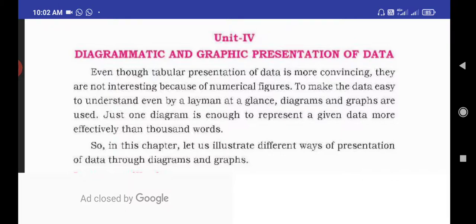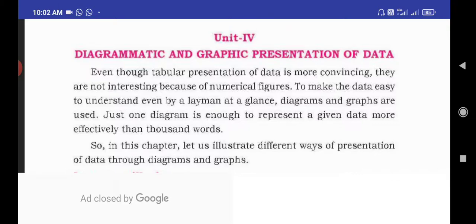In the previous video, we already discussed tabulation and types of tables. In this video, we are going to learn about the new chapter, Unit 4, Diagrammatic and Graphic Presentation of Data. First, we should know the introduction to this chapter.